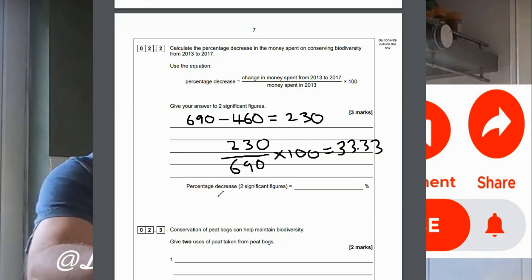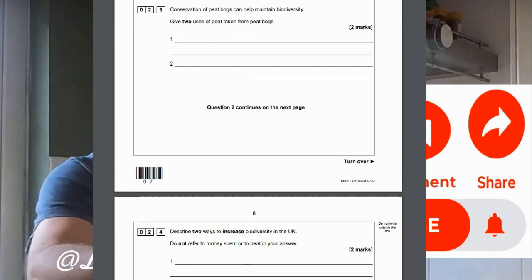33.33%. But check, this wanted it to 2 significant figures. So we're just going to do 33. We would have gone to 34 if it had been 33.5. But as it's less than 5, we round it down. So it's just going to stay as 33%. Okay, let's move on.